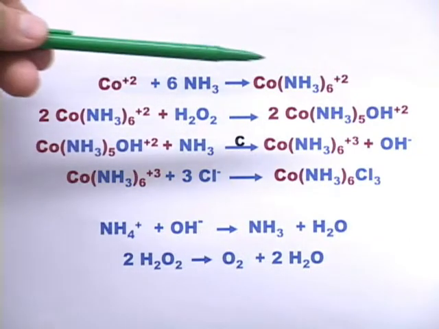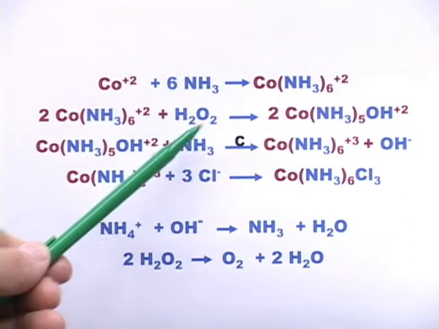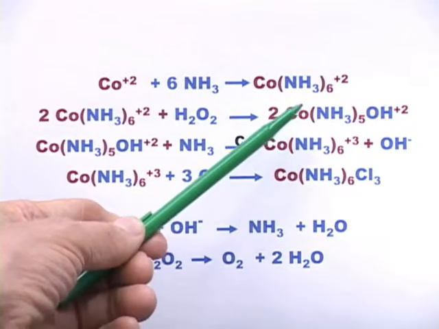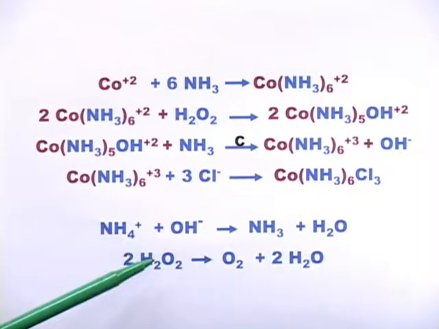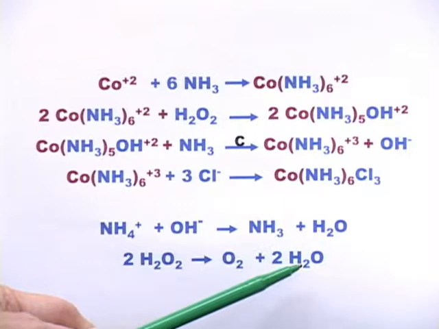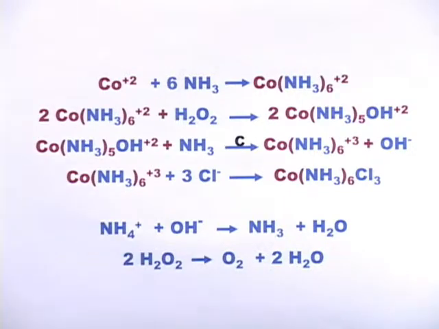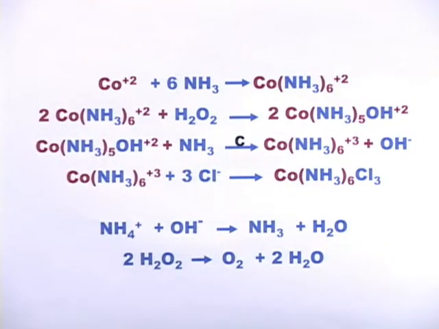First, you'll prepare the hexamine cobalt-2 complex by adding ammonia to the cobalt-2 ion. Next, you'll oxidize this to the cobalt-3 complex with hydrogen peroxide. Some side reactions will also take place, namely the hydrogen peroxide will disproportionate to oxygen and water. In the third step, you'll exchange the hydroxide ion, which came from the hydrogen peroxide, with ammonia.